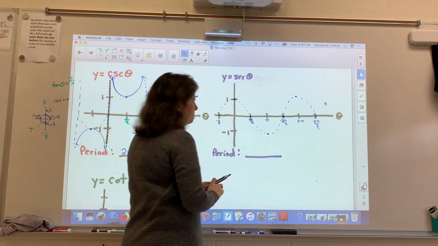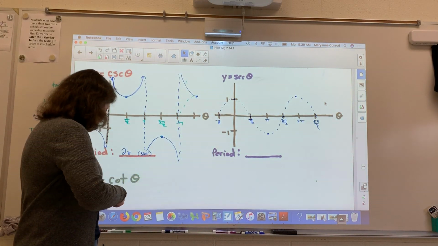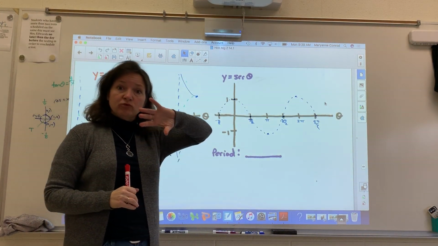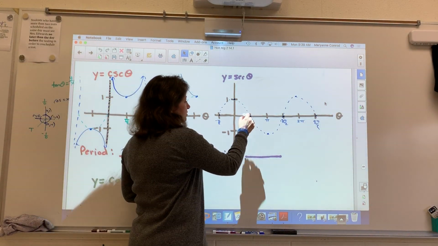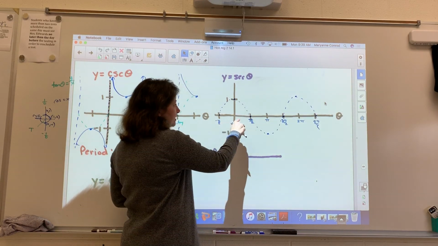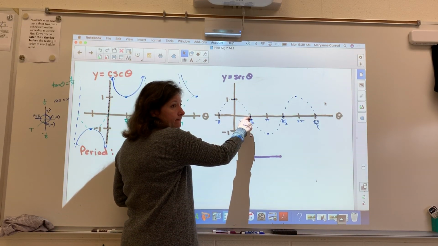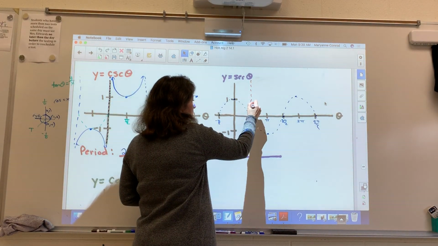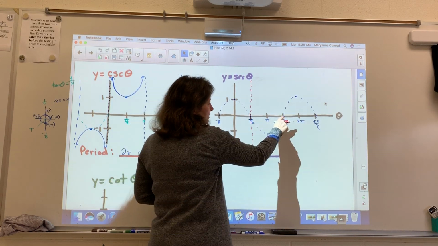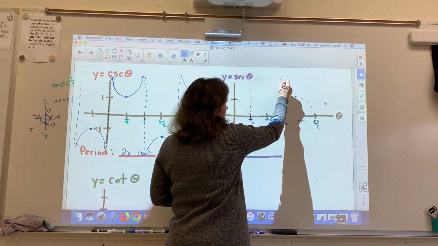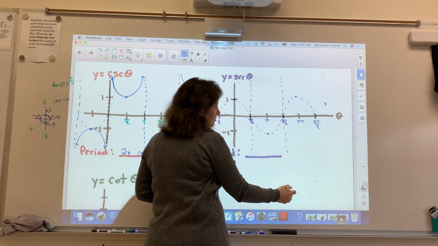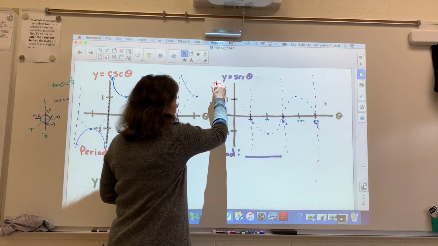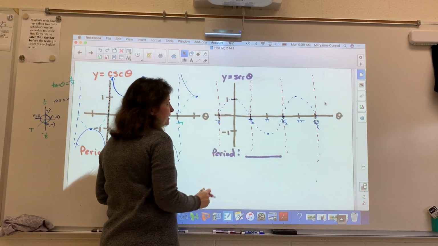And then how do I create my secant curve? I go along, and anywhere that there's a cosine value, I'm going to take its reciprocal. So let's do all the zeros first. What is the reciprocal of 0? It ends up in the denominator, so it's undefined. So this makes a vertical asymptote. Reciprocal of 0 is also undefined, so it makes a vertical asymptote. Reciprocal of 0 is undefined. So all of these undefined values become vertical asymptotes.